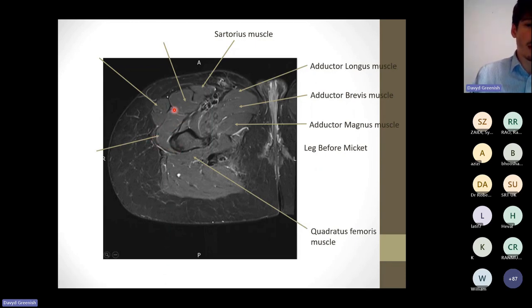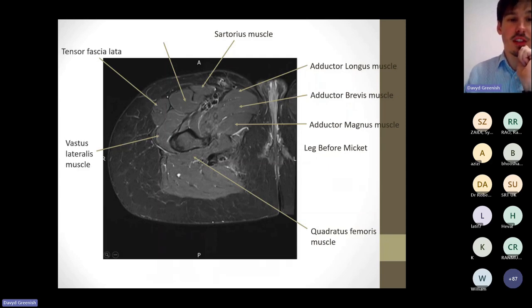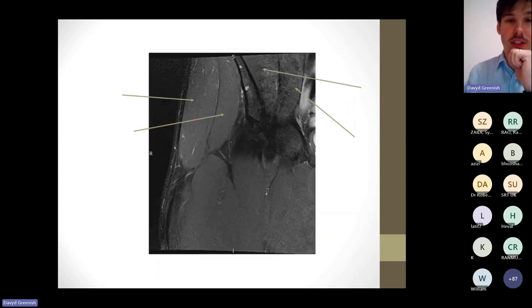Does anyone think they can have a guess at what this is here? So we're anterior lateral within the thigh. Yeah, lovely. Perfect. Vastus lateralis. And we've said tensor fasciae lata and rectus femoris. Very good. Again, you look at this and think, oh my goodness, this is tricky.